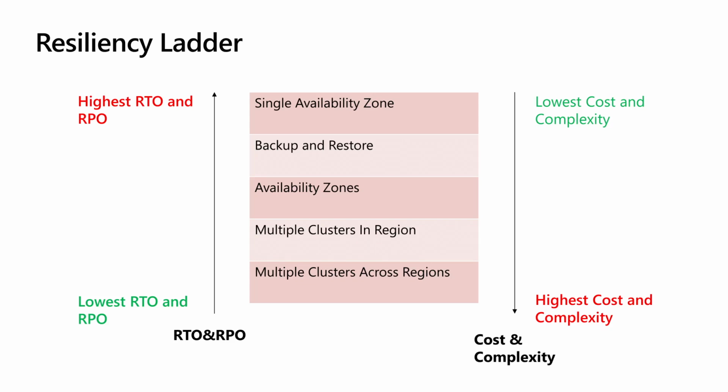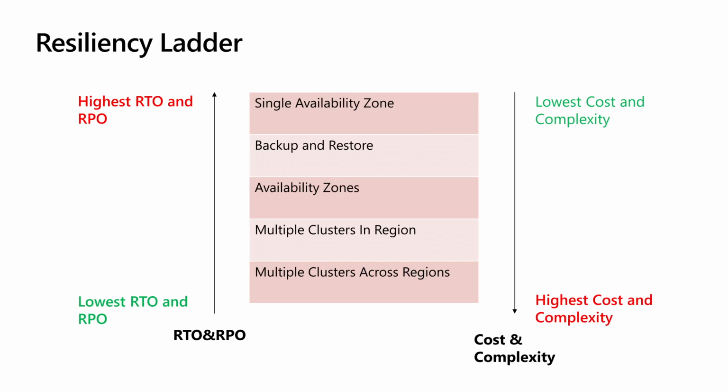Then you're going to use availability zones. I need to move from having 3 nines to 3 nines 5. Availability zones will give you that. Then you're going to maybe have multiple clusters within a region. And then the last thing down there is multiple clusters across regions. This is where we think of many nines.